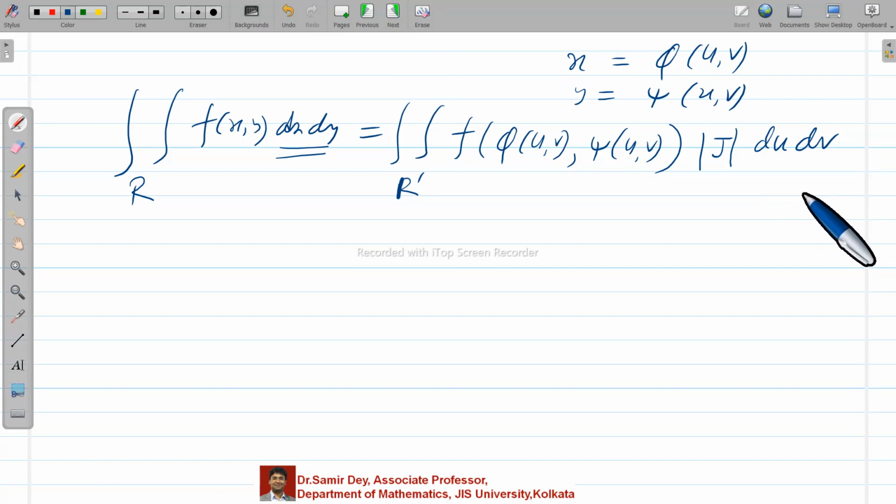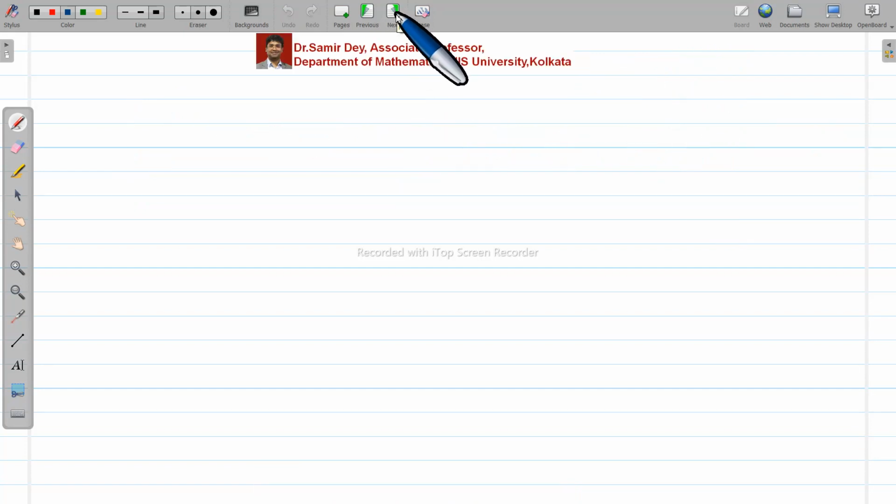Is the formula clear? This is one region based on x and y. The other region is R dash, where x is related with u and v, and y is related with u and v. You have a new variable and a new function. This is the process by which you can change the variable from xy to uv. Now try to understand with a numerical example.